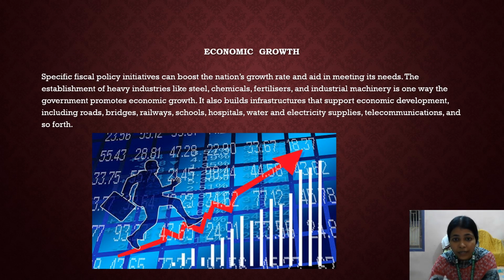Economic growth is the nation's growth rate, and it aids in meeting needs. Heavy industries like steel, chemicals, fertilizers, and industrial machinery are one of the ways the government promotes economic growth. It also builds infrastructure that supports economic development, including roads, bridges, railways, schools, hospitals, electricity supply, telecommunication, and so on.